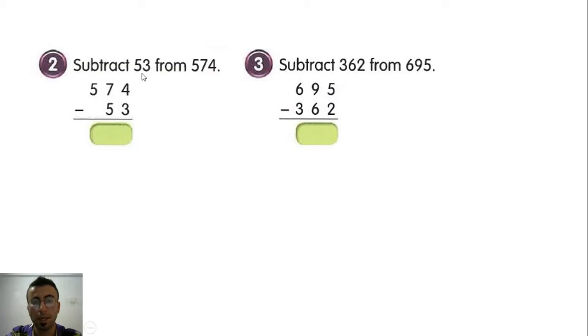Subtract 53 from 574. Subtract the ones. 4 minus 3 equals 1. Subtract the tens. 7 minus 5 equals 2. And subtract the hundreds, which is 5. 521.